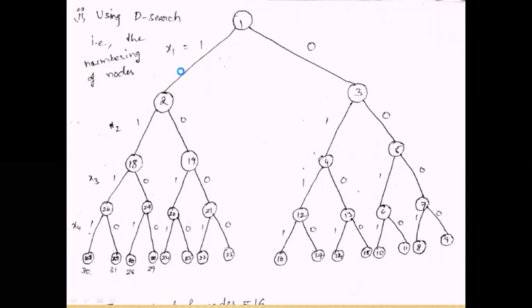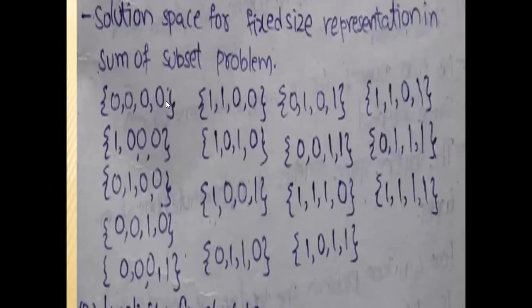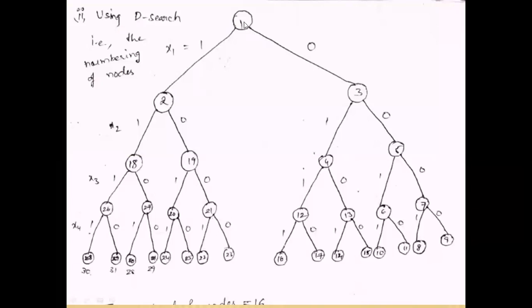For example, 0 0 0 0 means x1 equal to 0, x2 equal to 0, x3 equal to 0, x4 equal to 0. So the solution represents a path from root node to leaf node. In the previous example, every node represented one solution, but in fixed size representation, every path from root to leaf node represents one solution.